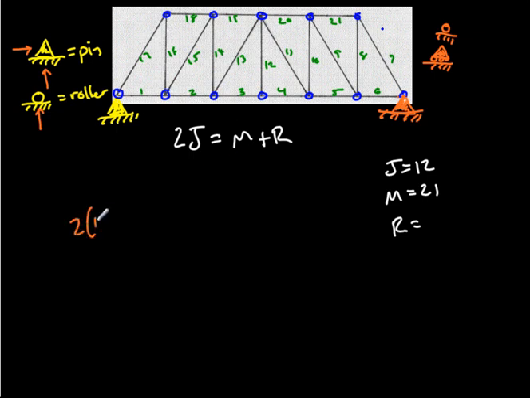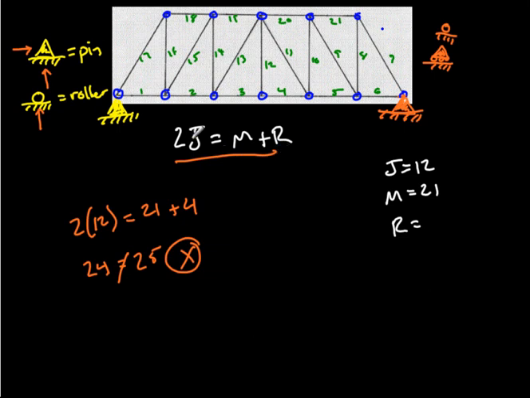So now, the only thing that changes, we have 2 times 12 equals, we still have 21 members. But here's the difference. The reactions have changed. Now we have 2 for this pin and 2 for this pin, so we have a total of 4 reactions now. So we get 24 equals 21 plus 4, which is 25. So what you'll find is this does not work. So it is not statically determinate.